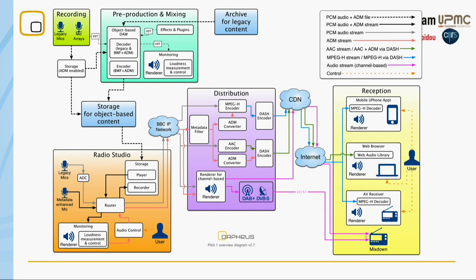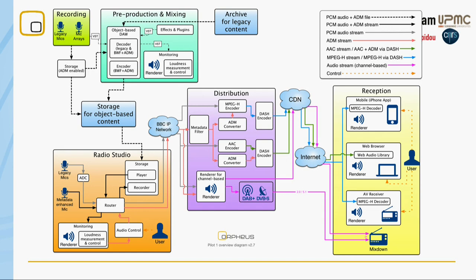So we have recording, pre-production, mixing, the radio studio, which was the BBC studio, then the distribution and streaming over the different formats like MPEG-H, ADM, AAC. You can write books about all these abbreviations. I'm not a broadcaster, so I always have to look up the dash and the mesh and the whatever, but anyway. The whole idea is that you have pre-production, mixing, recording, then you go to the radio studio, prepare everything for being distributed or streamed over the network or broadcasted over the air.